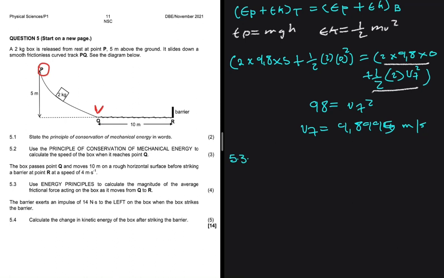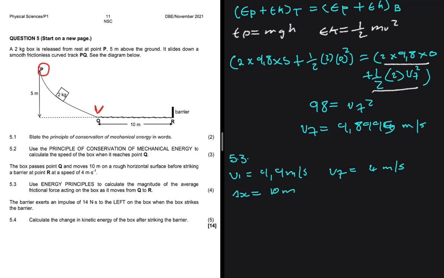Even though from P to Q is VF. So we're going to have VI being equals to 9.9 meters per second. And then we have VF being equals to 4 meters per second. And then we have delta X being equals to 10 meters, right?